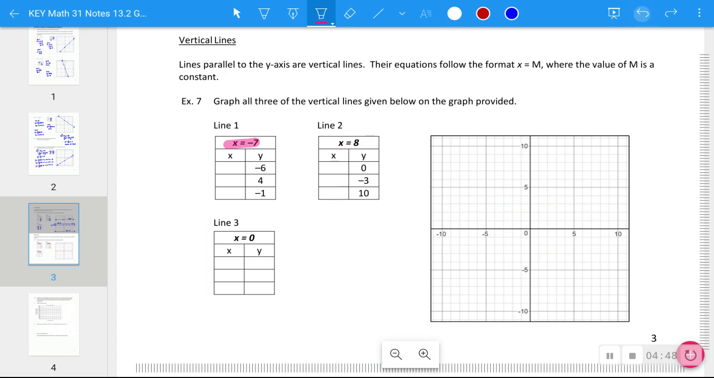In all of these cases, we have just the variable x, and there are no constraints on the y whatsoever. So you can think of the y as being arbitrary. So I'm going to put -7 for x each time here. And then I'll plot this: -7, -6 to get going. -7, -6 would be right there. And then -7, 4 would be the next point, which would be 7 back and 4 up. And -7, -1, and the pattern becomes obvious pretty quickly.